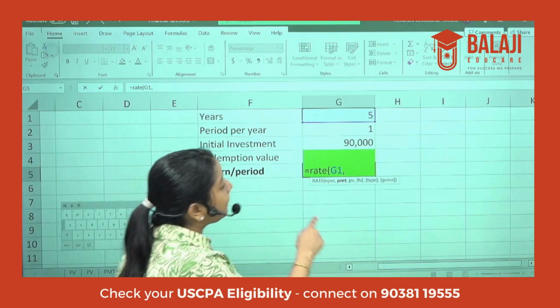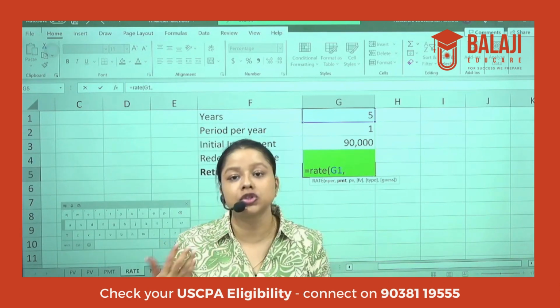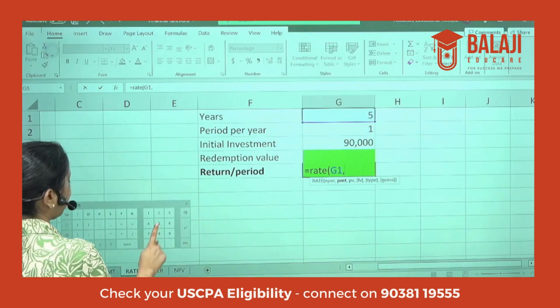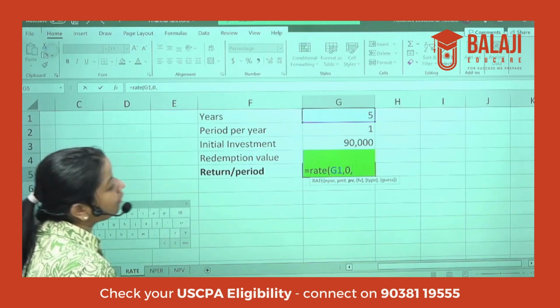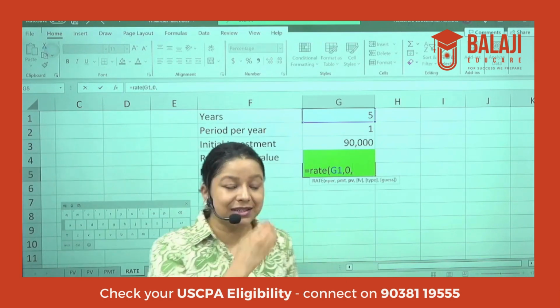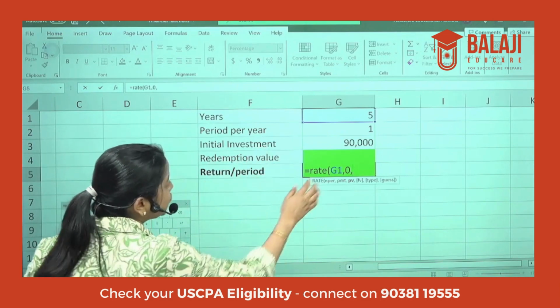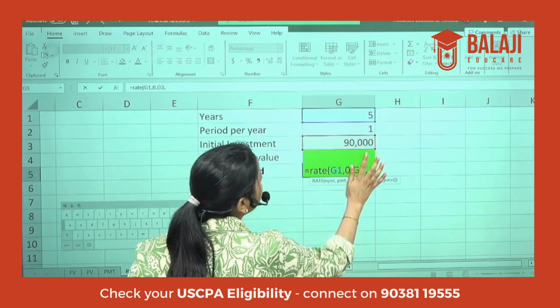Then for the PMT, there is no PMT in our case. PMT basically means the equal installments that you are paying. There is no equal installment that we are paying, so I'll write a 0 over here. After this, you have the PV. PV is the present value of the amount that you are paying. I am paying 90,000, so I'll select 90,000.